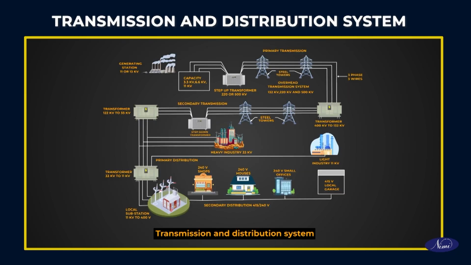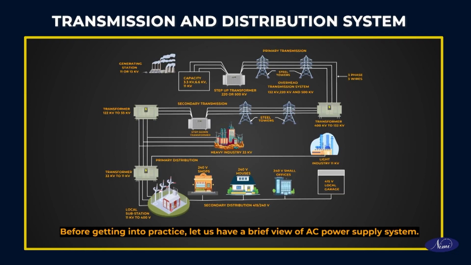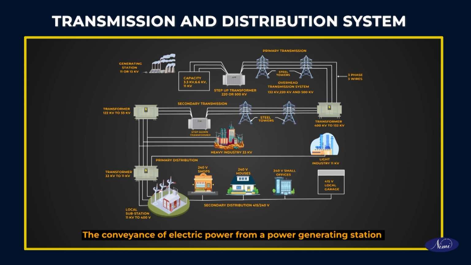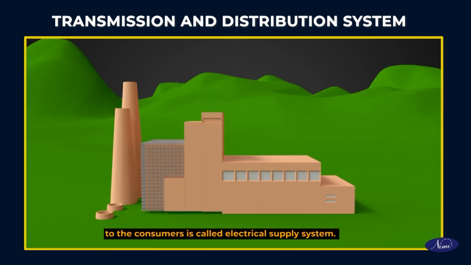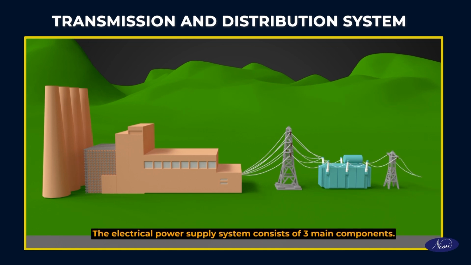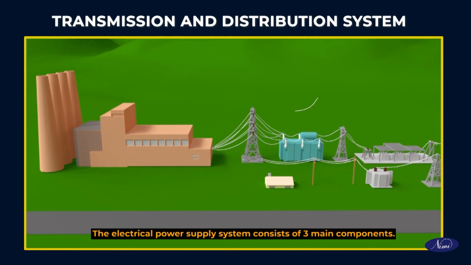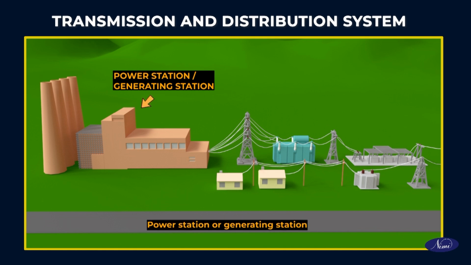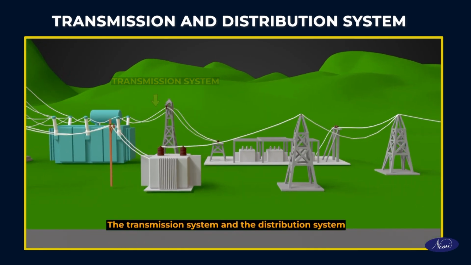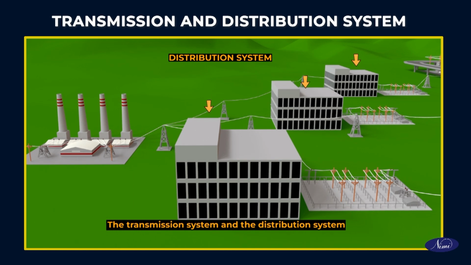Transmission and distribution system. Before getting into practice, let us have a brief view of AC power supply system. The conveyance of electric power from a power generating station to the consumers is called electrical supply system. The electrical power supply system consists of three main components. They are the power station or generating station, the transmission system and the distribution system.